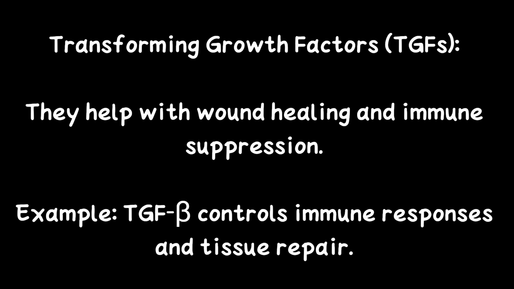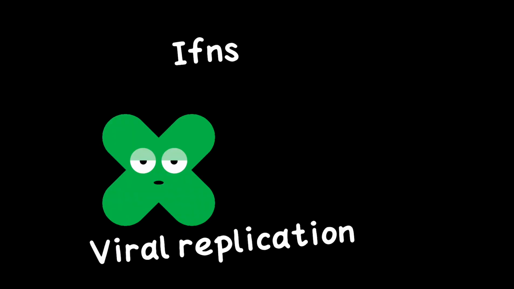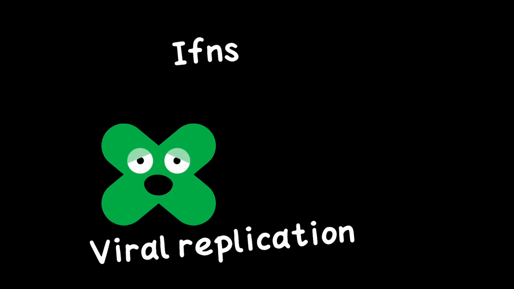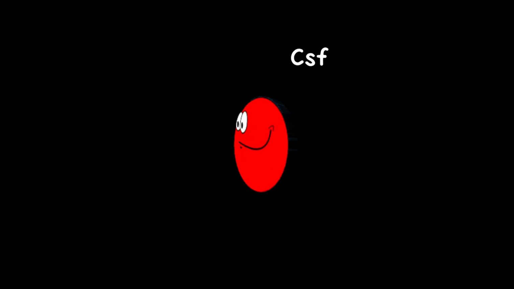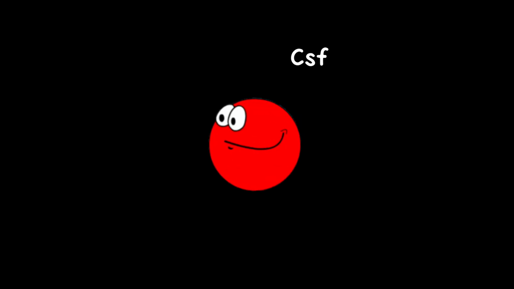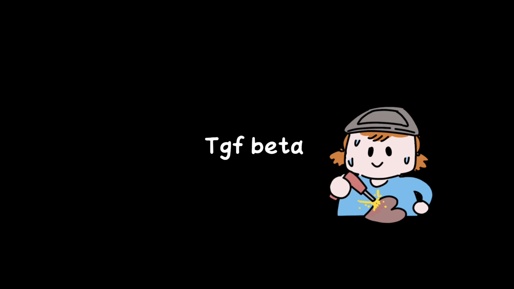The functions of cytokines are immune activation: stimulating T cells, B cells and macrophages. Inflammation regulation: interleukin 1, TNF alpha and interleukin 6 trigger inflammation. Antiviral defense: the IFNs inhibit viral replication. Hematopoiesis: CSFs stimulate blood cell production. And wound healing and fibrosis: in that, TGF-beta promotes tissue repair.